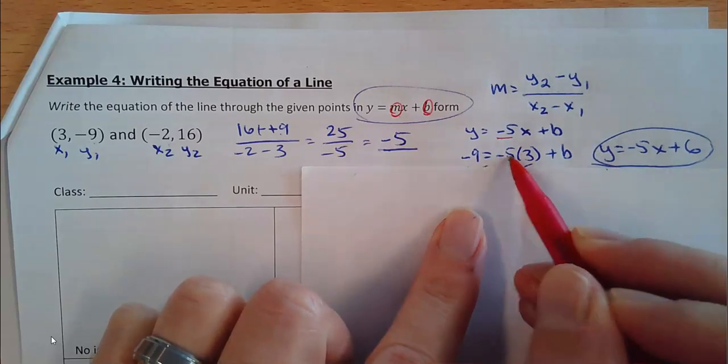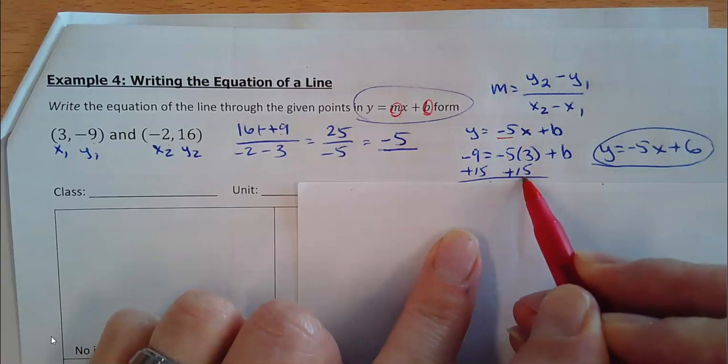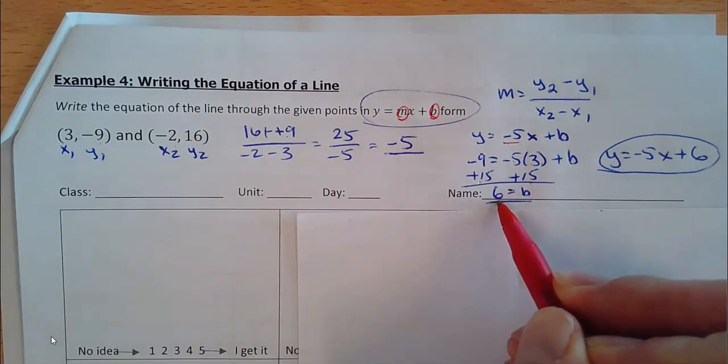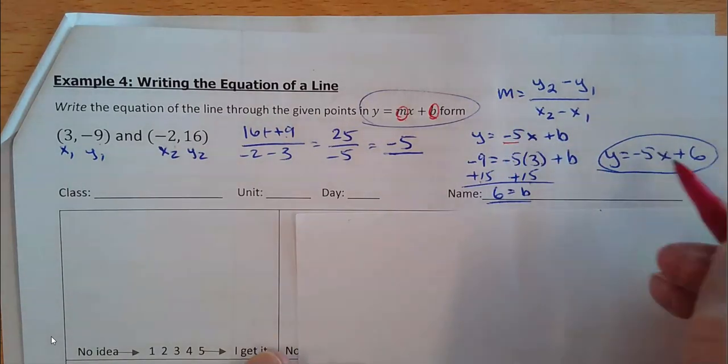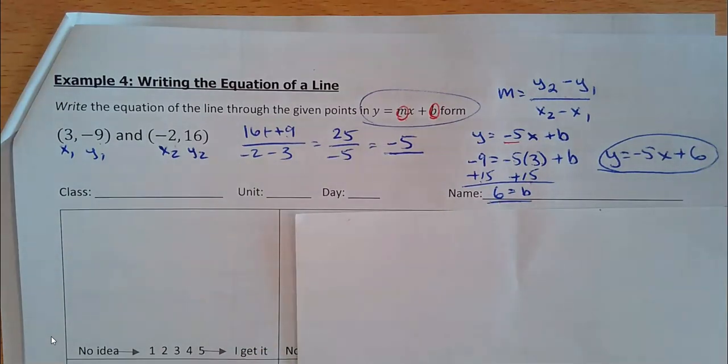So negative 5 times 3 is negative 15. So if I add 15 to that, that'd be 0 on the left side, so b on the right side. So if I add 15 to that, I get 6. So that's what my b equals. To answer the question, we have to put it into an equation in slope-intercept form. So I plug my negative 5 in for m, and my 6 in for my b, and that gives me my equation, y equals negative 5x plus 6.